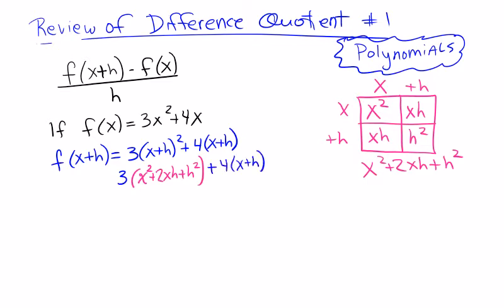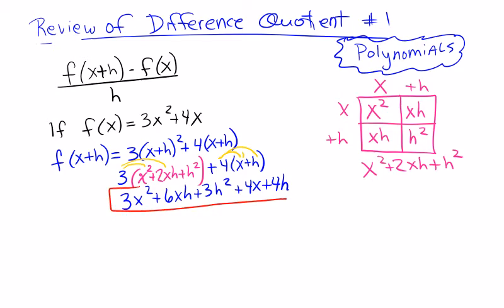We're now going to go ahead and do the distributive property. When we do the distributive property, we're going to multiply in the 3, and then afterwards, we're going to multiply in the 4 as well. So what will that get us? That will end up getting us 3x squared plus 6xh plus 3h squared plus 4x plus 4h. We're now going to substitute both of these back into the difference quotient. So this entire f of x plus h is going to go into the first part of this equation, and the f of x goes into the second part of that equation.